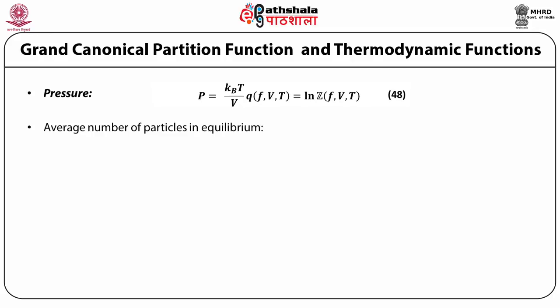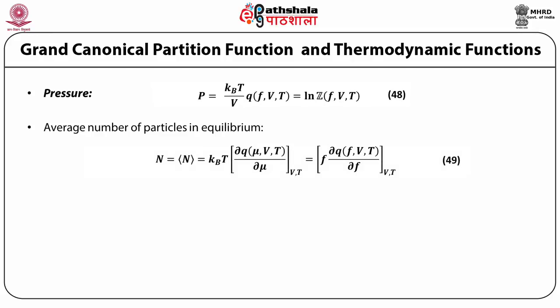The average number of particles in equilibrium, N, is equal to the mean value of N, equal to kBT multiplied by the partial derivative of Q with respect to mu evaluated at constant volume and temperature, which is equal to F times the partial derivative of Q with respect to F at constant volume and temperature.